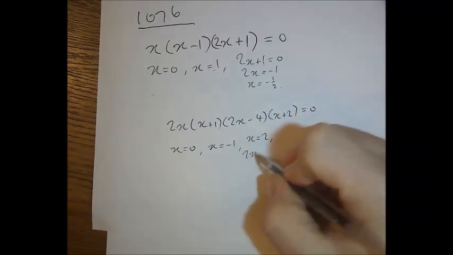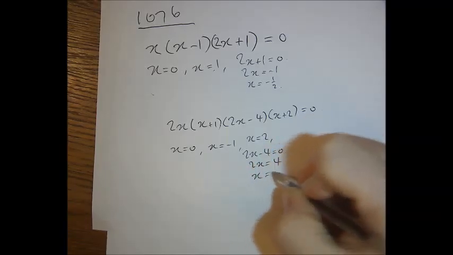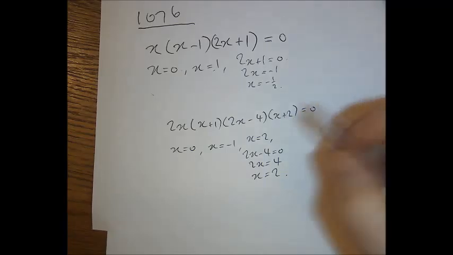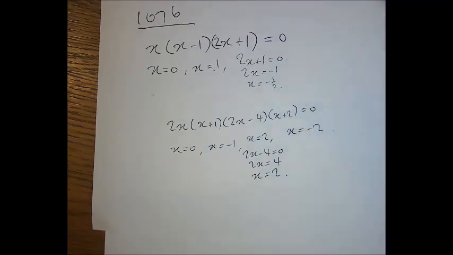If that's not so obvious to you, just solve an equation like this. And finally, the fourth option is for x plus 2 to equal 0. In other words, x equals negative 2.